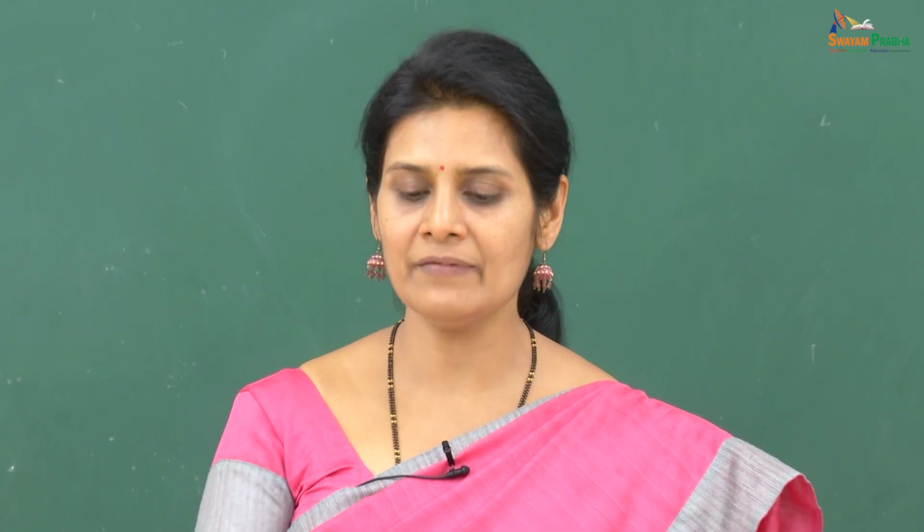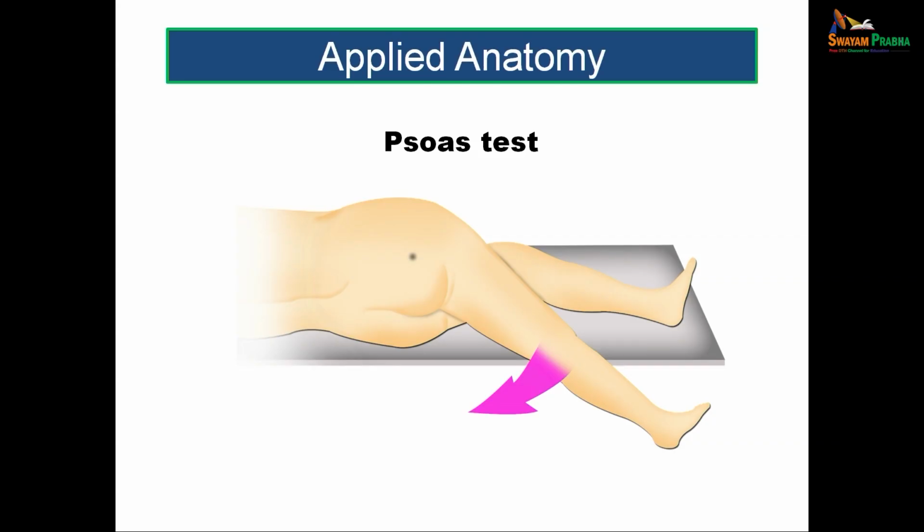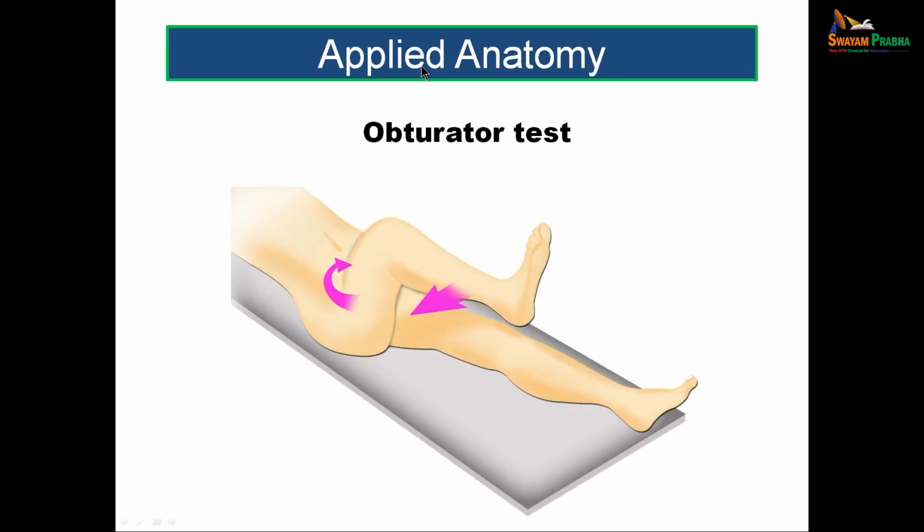whereas the previous test we saw, the psoas test, becomes positive in case of the commonly found appendix position, and that is, if you can recall, the retrocecal position of the appendix. That is very closely related to the psoas major.